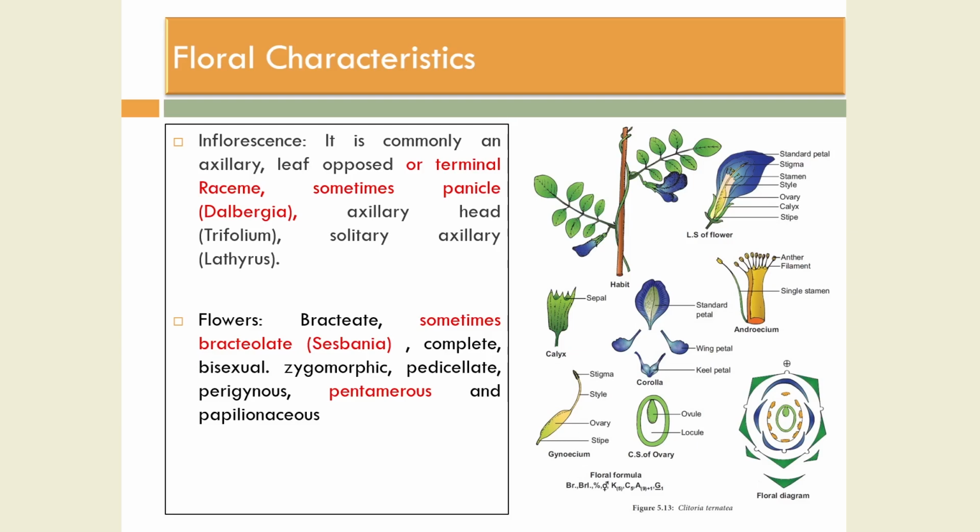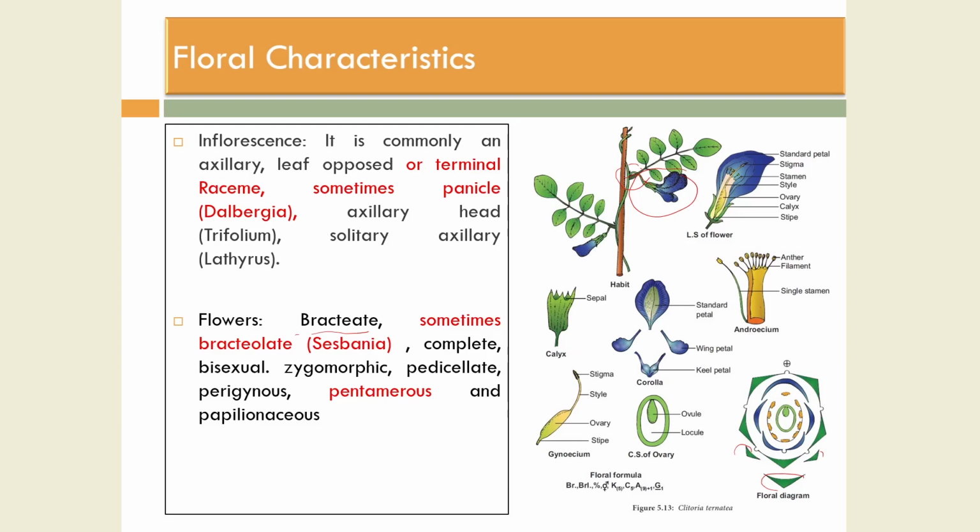So there is a variation in the inflorescence from raceme to panicle to the solitary axillary types. As you can see here, this is showing the solitary axillary type of inflorescence because the flower is present in the axillary position, solitary in number. Now moving towards the next character, that is the flower. The flower is bracteate, that means they have a bract. Then sometimes they also have bracteoles. As you can see, this is representing a bract and bracteole here in this floral diagram.